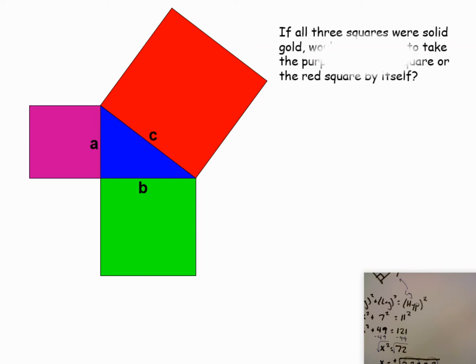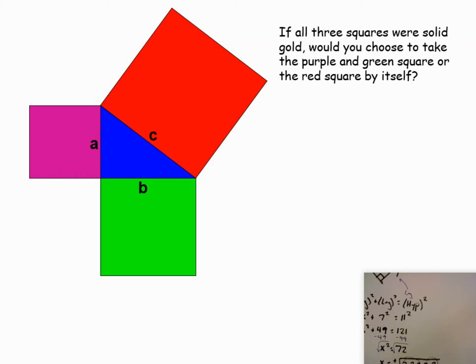Well, if I did this right, let me ask you this. If all three squares, the purple square, the green square, and the red square, were all made of solid gold, and I gave you a choice, I said, which one would you want? Obviously, you're going to say the red square because that's the biggest one. But I'm going to give you a different choice. I'm going to say, I'll either give you the purple square and the green square, or I'll give you just the red square. So we know the red square is bigger than the other two. But if I gave you the purple square and the green square, would you take that instead of the red square? Well, let's find out.